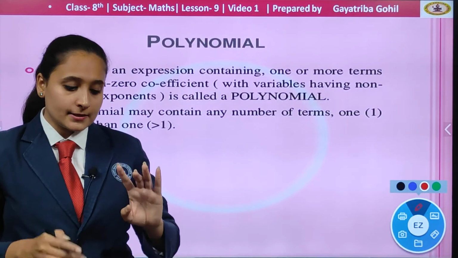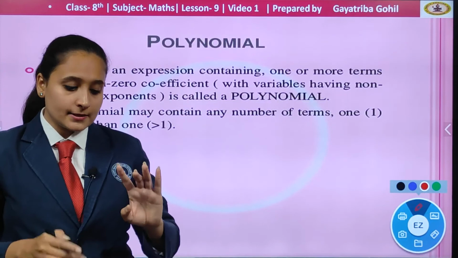If I write 2x and 7x square, then these will not be like terms. These will be unlike terms. Why? Because here the power of x is 1 and over here it is 2. So, the power should also be the same. If the power is different, they will be called unlike terms.